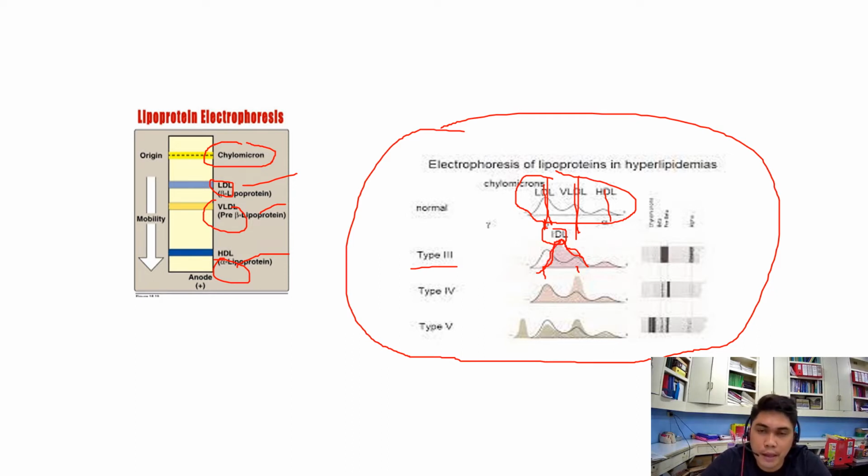For type 4, you have an increase in this area, pre-beta, because of increased VLDL. That's why the peak is right here. And for type 5, you have a peak right here because of chylomicrons.